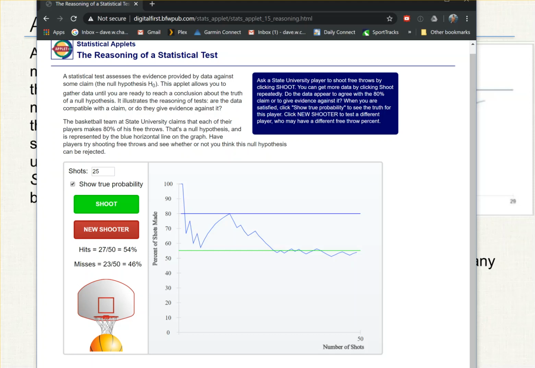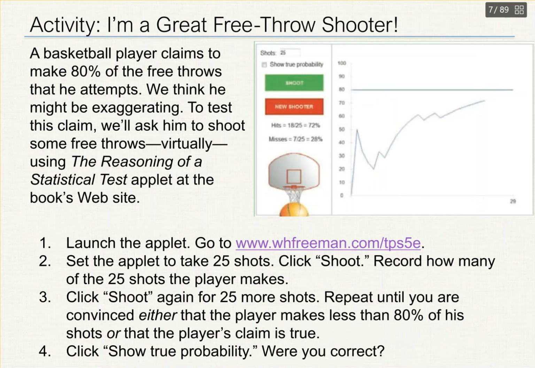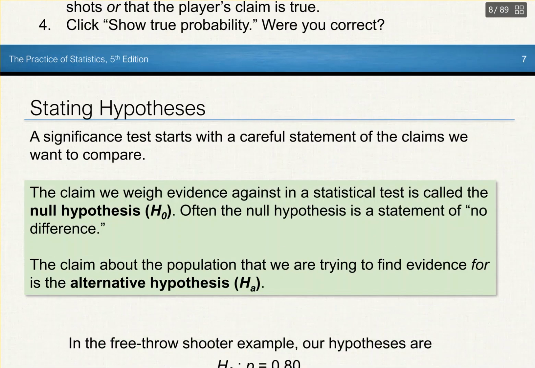In this case, the claim was that the shooter shoots 80%. That is called the null hypothesis. You can think of the claim as the null hypothesis, H naught. In this case we would reject that hypothesis because it does not look like he shoots 80%. And we're going to talk about how we can decide whether to reject that or not, without just looking at it.